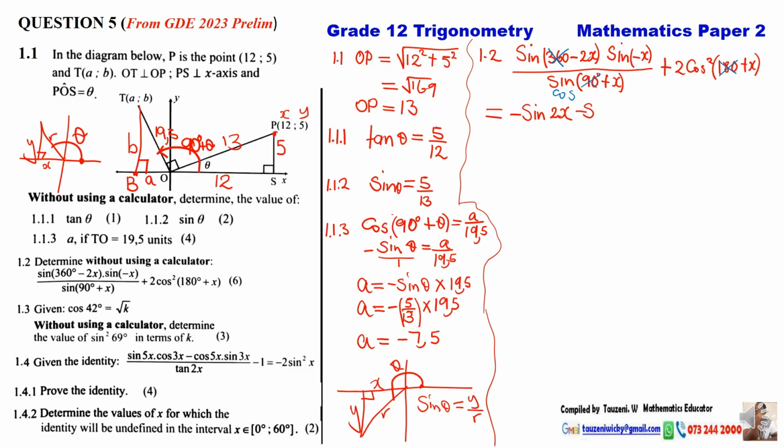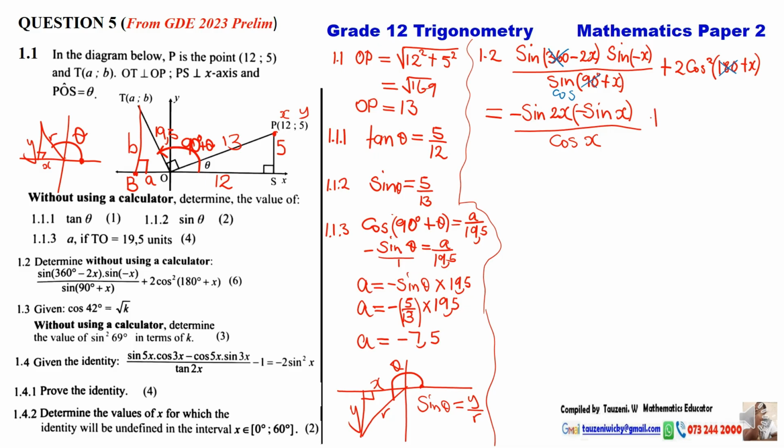Then the next term, sine negative x. Negative angles are in the fourth quadrant. So the negative x becomes a coefficient minus sine x. So at the bottom here, sine 90 plus x now changes into cos x using cofunctions.